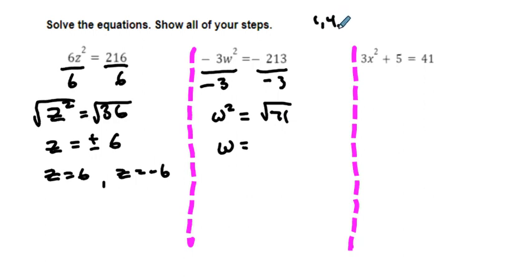So 4 doesn't go into it. 9 doesn't go into it. 9 goes into 72, but it does not go into 71. 16 definitely does not go into it because it would have to be an even number, right? 25 doesn't go into it. 25 goes into 75, but not 71. And then 36 does not go into it, and you should be able to recognize that whole even-odd thing, right? So that means that we are going to leave it in radical form.